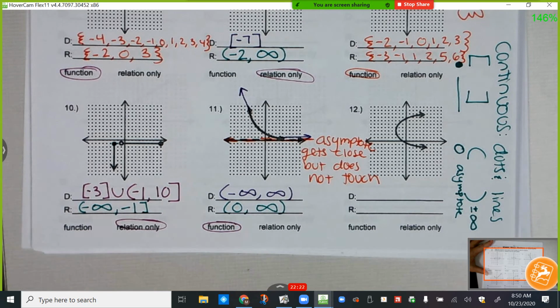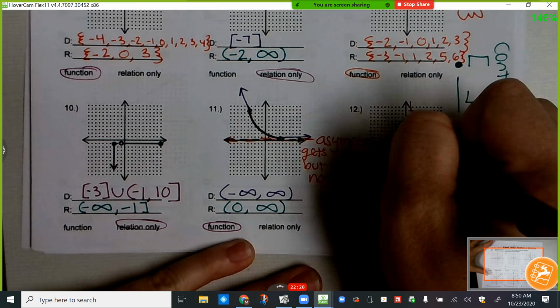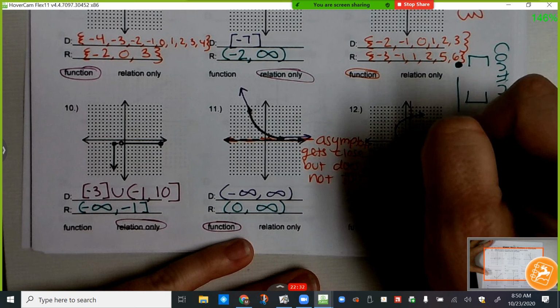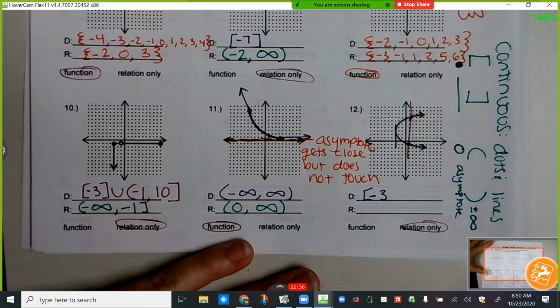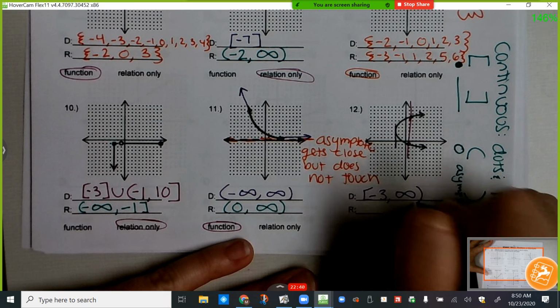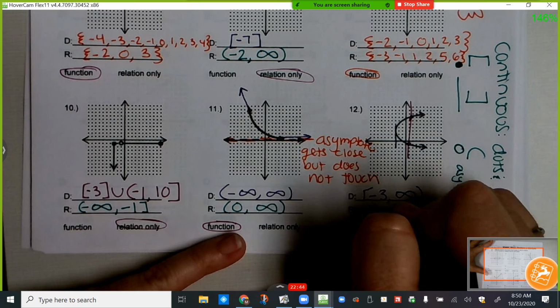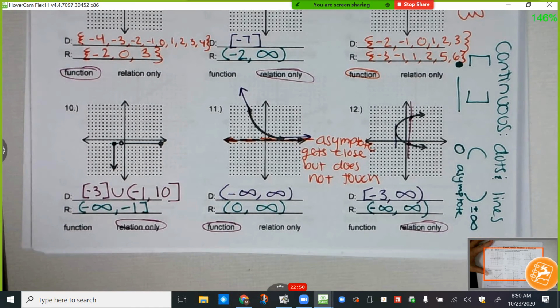One more. Okay, function or relation only? Relation only. If I drew a vertical line, it touches twice. What's the farthest left this goes? -3, and it's a solid line, so we have a square bracket. And what's the farthest right this goes? Okay, range, what's the lowest it goes? Negative infinity. What's the highest it goes? Positive infinity, so it does go all real numbers. It's going to keep getting wider sideways.